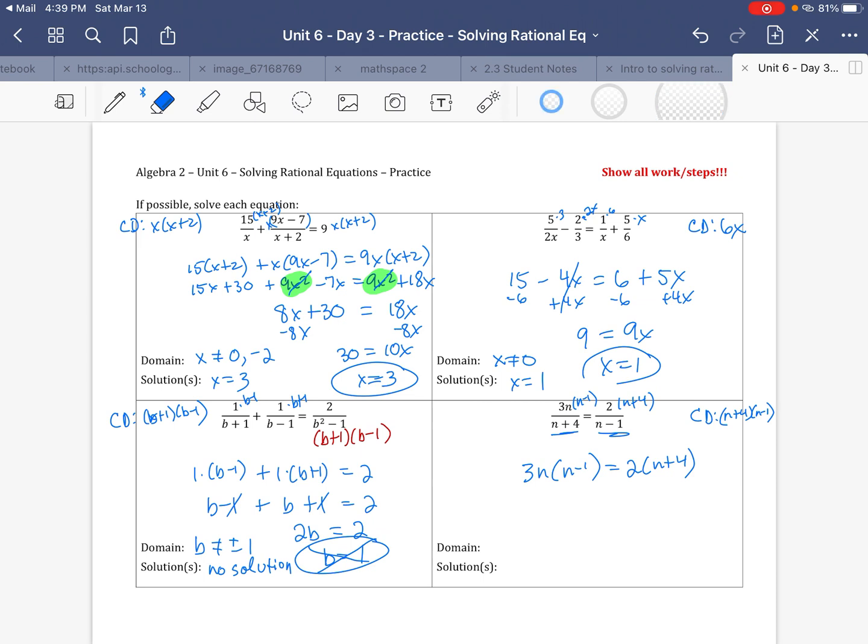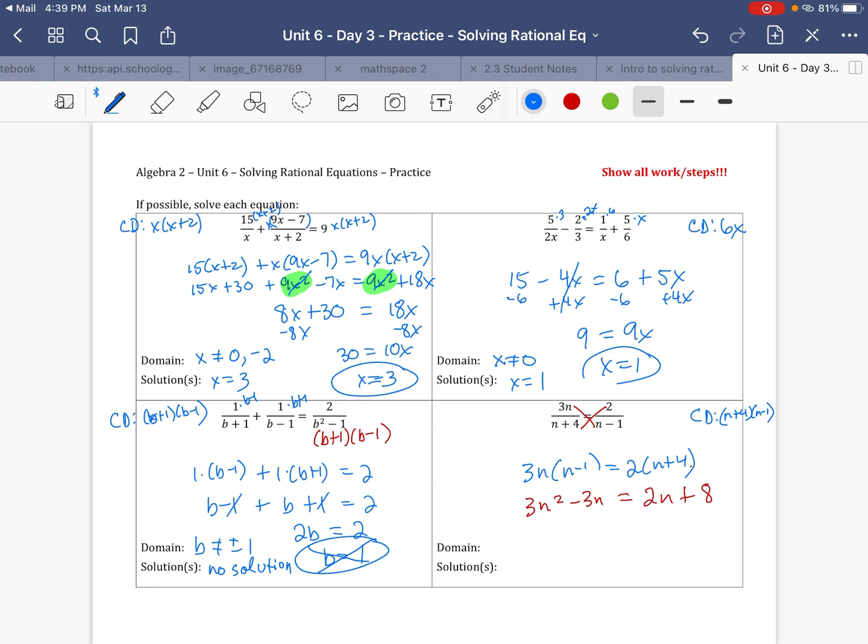But if you think of it as cross multiplying like I was saying, just look at it this way. It might be easier for you. You multiply 3n times n minus 1. There it is. You multiply 2 times n plus 4. There it is. And it doesn't matter which side you put each part on, but you got your problem to do. All right. So 3n times n is 3n squared, minus 3n, equals 2 times n is 2n, and 2 times 4 is 8. All right.